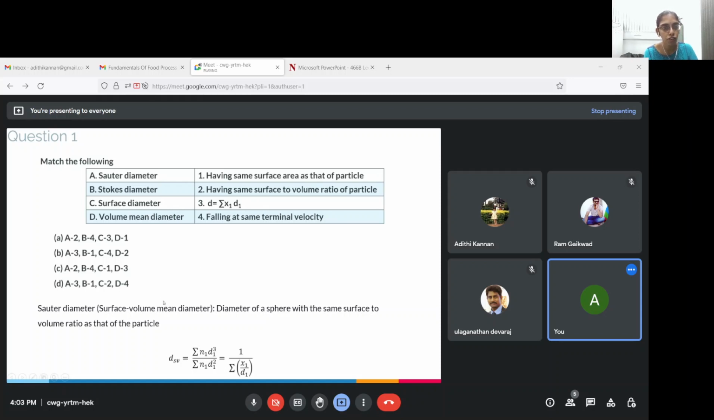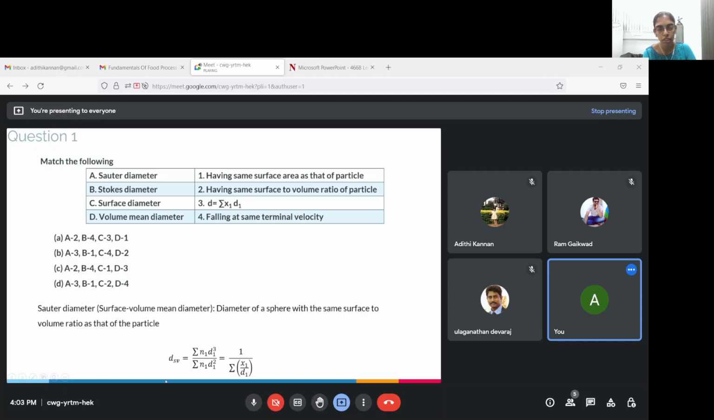The formula for sorter diameter, given by DSV, is summation of n1 d1 cube, where n1 is the number of particles of that particular size and d1 is the diameter of the particles of that size. When you're doing a size reduction, not all the particles will be of the same diameter. You will have a range of distribution of diameters, and across the range you need to find one single mean diameter, and that diameter can be the sorter diameter, Stokes diameter, surface diameter, and so on.